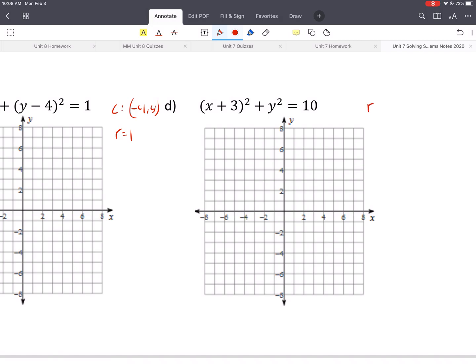Here the center would be (-3, 0), and a radius of the square root of 10. So here's something we need to talk about. So (-3, 0), and then a radius of the square root of 10. All right, so this is the only case where I want you to find the decimal and then use that as your radius. So here, the square root of 10.